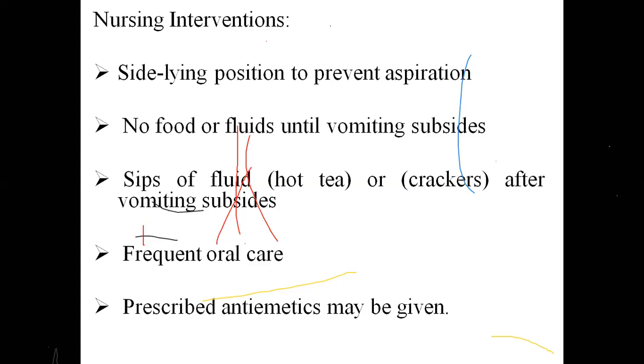And it will be in sips. You don't just allow patients to take volumes. Then frequent oral care is essential to prevent nausea and vomiting. When there is a clean oral cavity, then there is less irritation. Then another thing is that a prescribed anti-emetic may be given to the patient if the nausea and vomiting is persistent, to relieve the symptoms. Next slide.